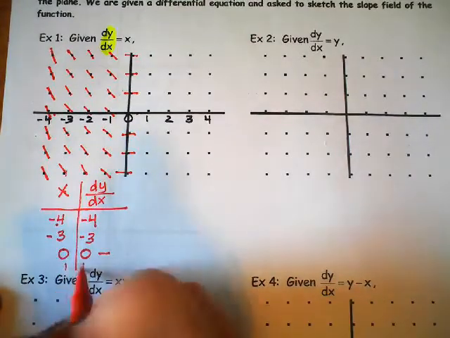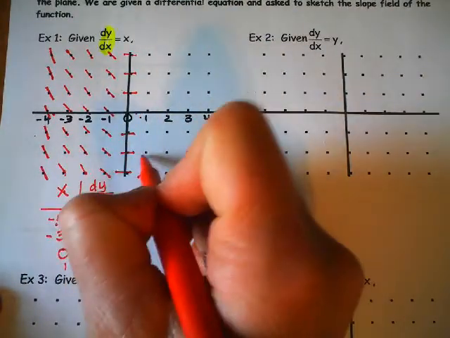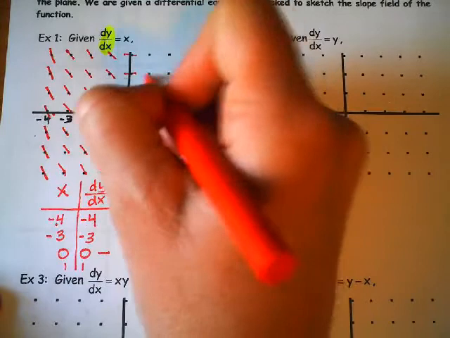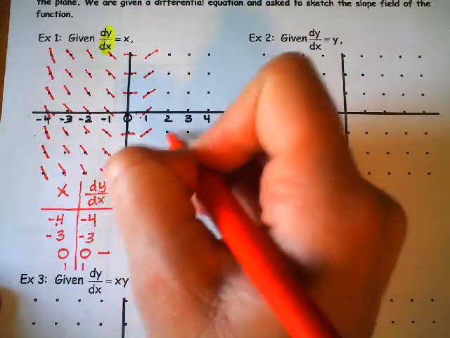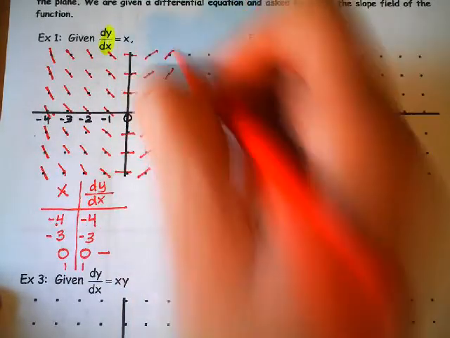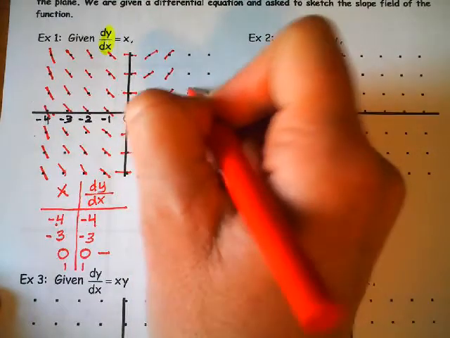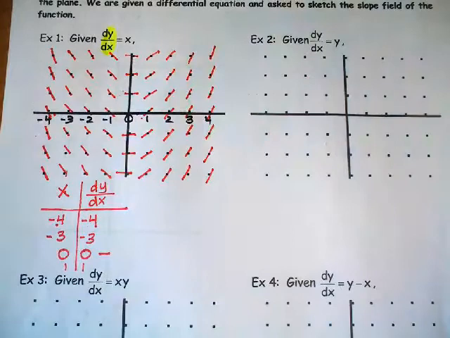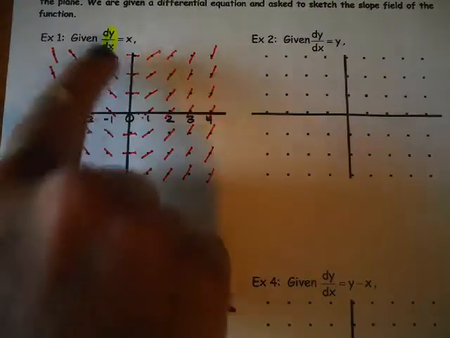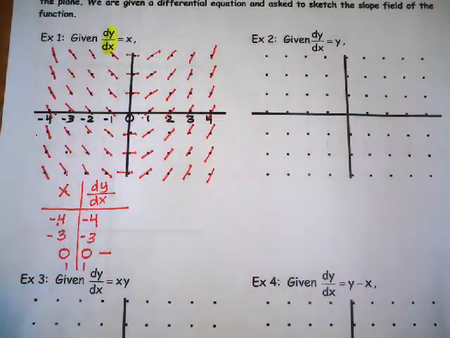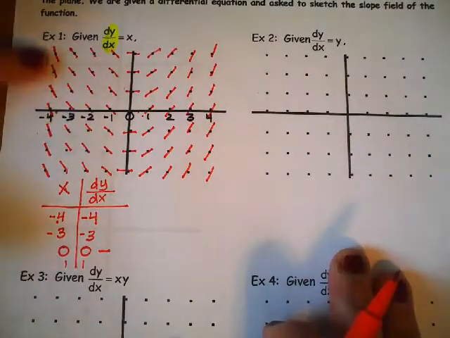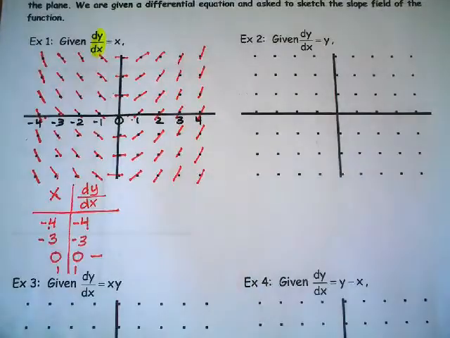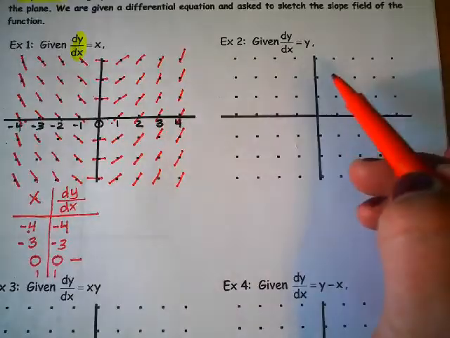And at 1, we move over to positive slopes. At 2, +2, a little bit steeper. At 3, even steeper. And at 4, a +4 slope. And that's what you can do, especially if there's only one variable. If there's only an x, the slopes are going to be the same straight up and down as we go through this. All right, let's take a look at example 2.